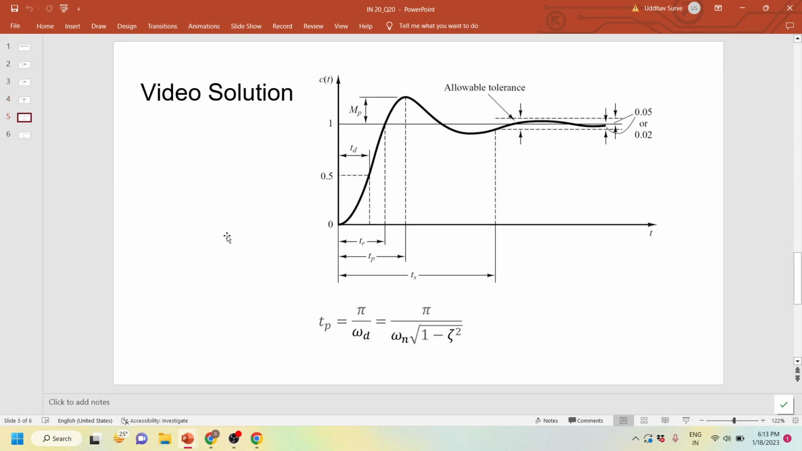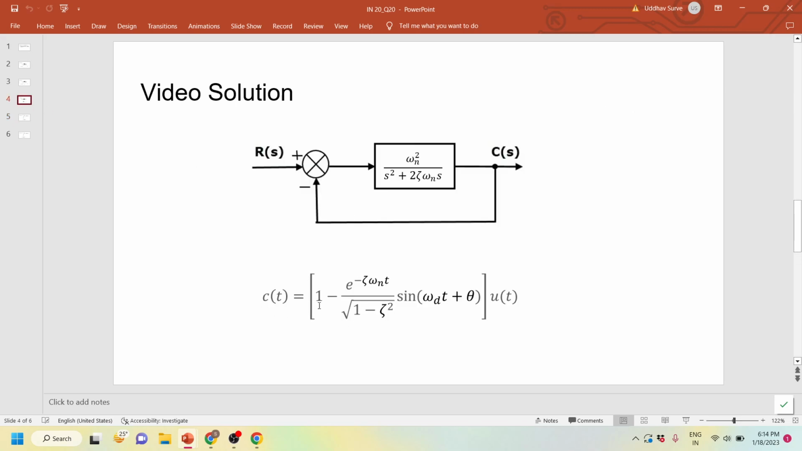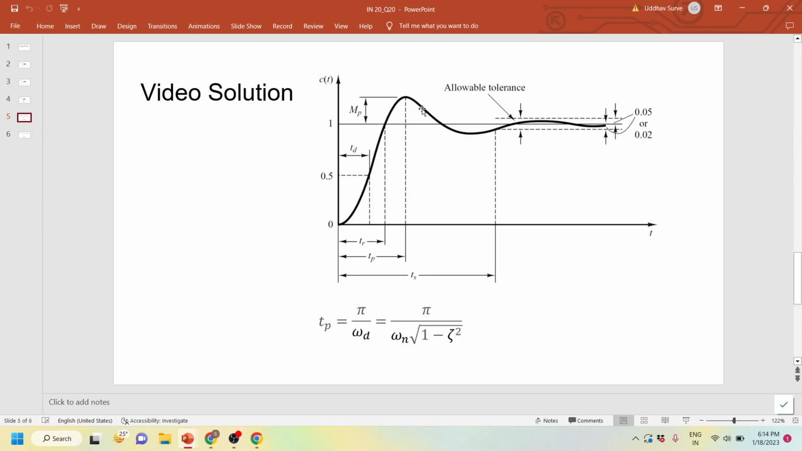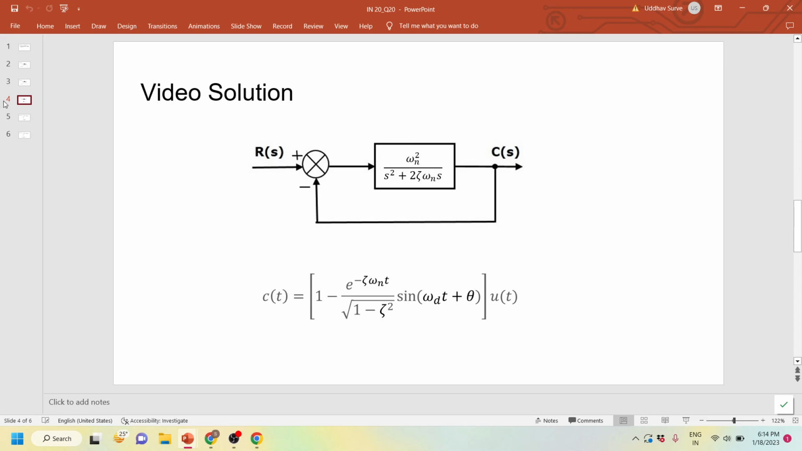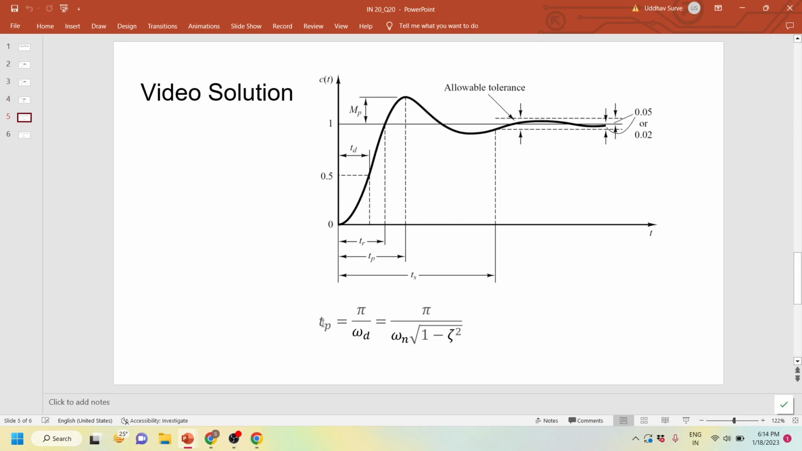So it has been asked at what time this peak occurs. TP is the notation denoted for time to first peak, and MP is the maximum overshoot. So when you differentiate this C of t with respect to t to find at what time C of t goes to maximum, and make it 0, you will get that TP comes out to be pi by omega d.